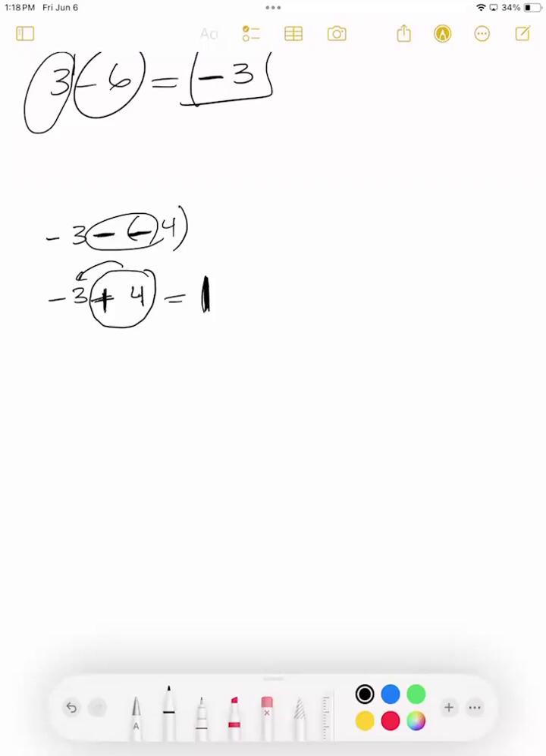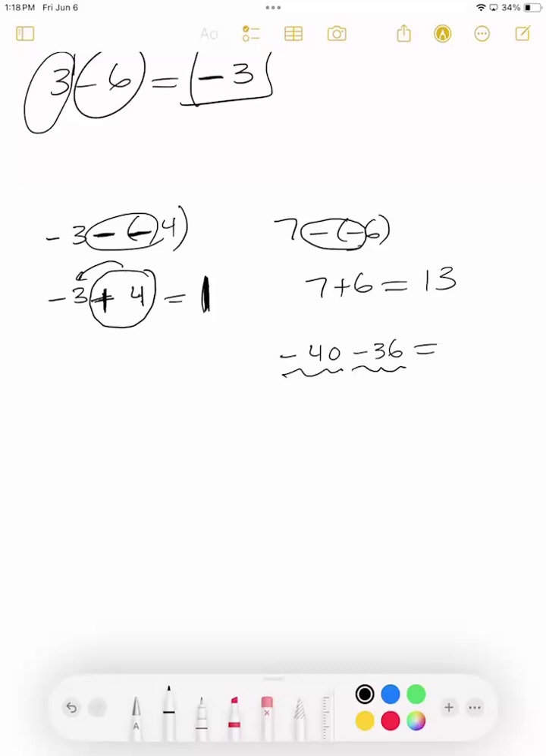What if you have 7 minus minus 6? Again, negative negative makes that a positive. 7 and 6 is 13. What if you have negative 40, negative 36? You borrowed and you borrowed. So you borrowed $76. You add.